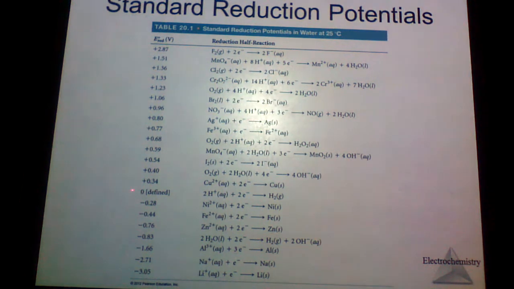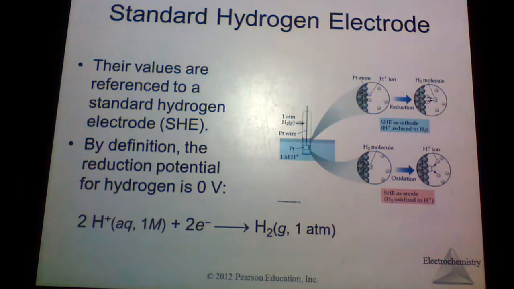We can see here that I have one that's at 0, and that's the hydrogen reduction potential. The reason that this one is 0 is because we've made it to be 0. So let's talk a little bit about the standard hydrogen electrode, which you will also hear known as an SHE, just the first letter of each word.